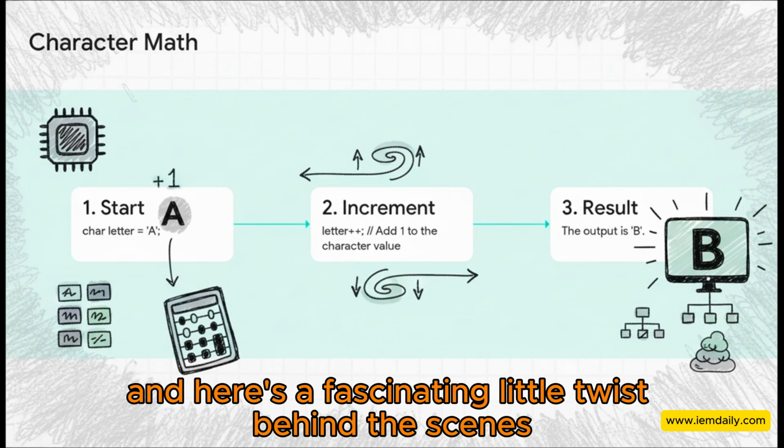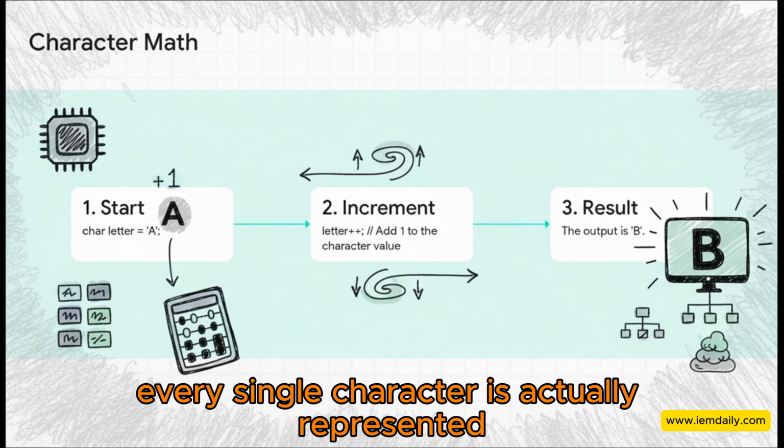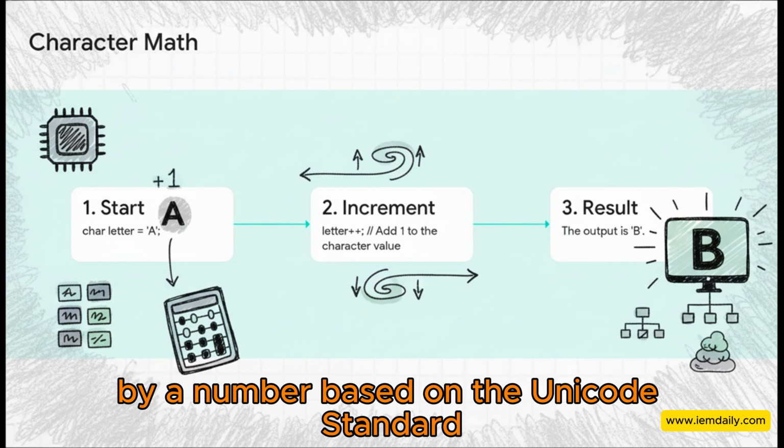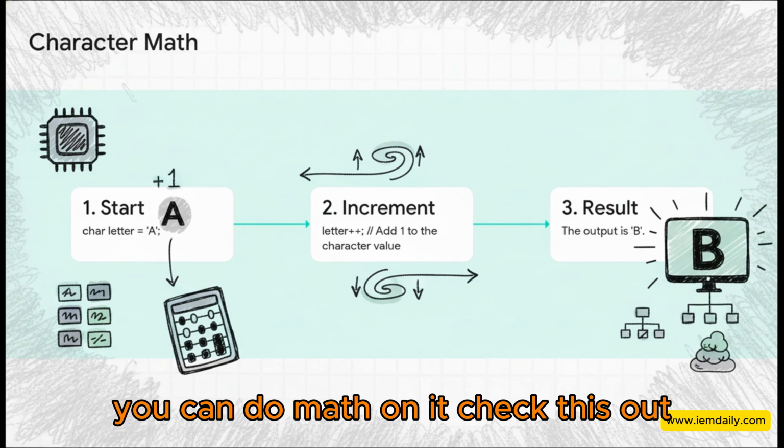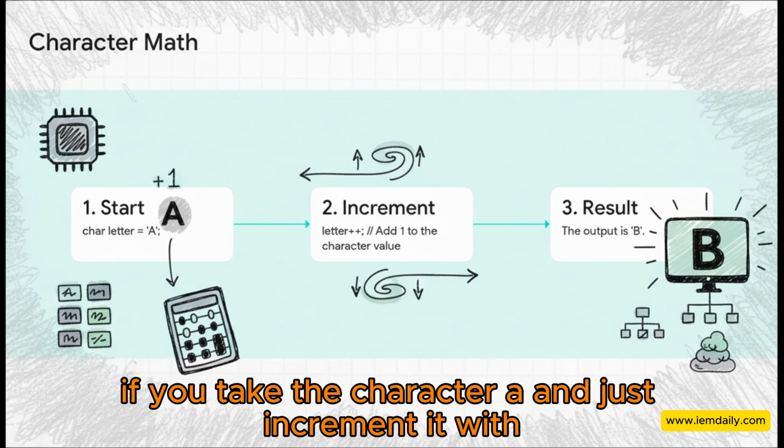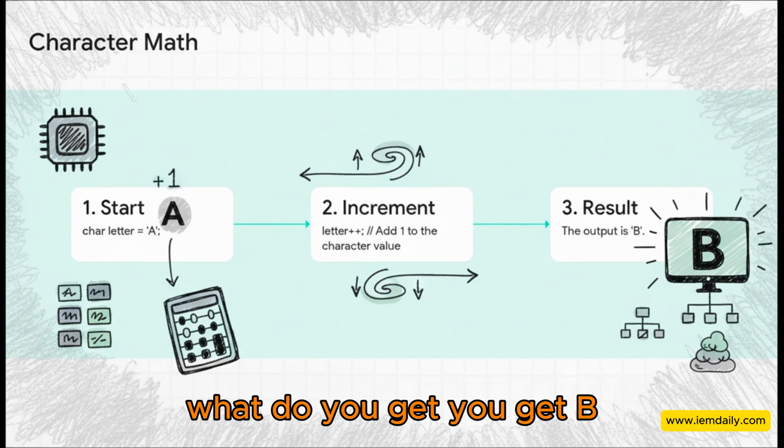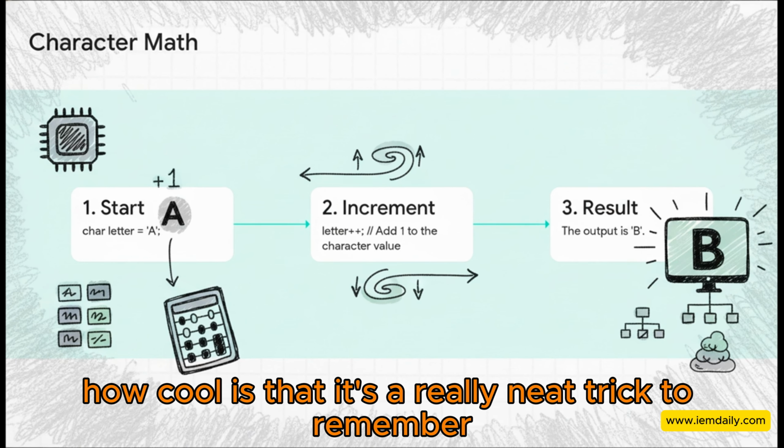And here's a fascinating little twist. Behind the scenes, every single character is actually represented by a number based on the Unicode standard. And because it's secretly a number, you can do math on it. Check this out. If you take the character A and just increment it with letter plus plus, what do you get? You get B. How cool is that? It's a really neat trick to remember.